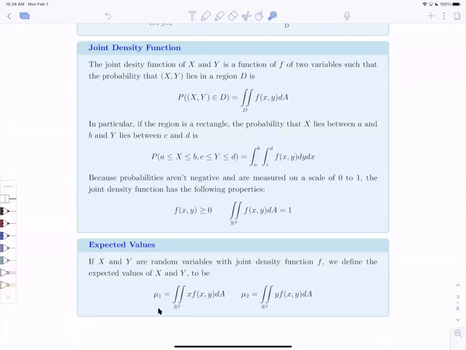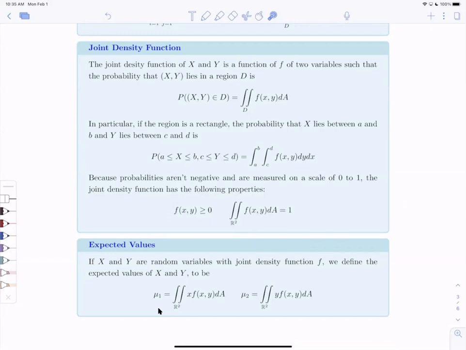probability is. And because probabilities are not negative and they are measured on a scale of 0 to 1, the joint density function has the following property. So whenever they ask you to verify if a function is a joint density function, you need to verify those 2 points. So you need to make sure f(x,y) is greater than or equal to 0. And if you take the double integral over R squared, it should give you 1. Okay? So those two are the ones you need to verify when they ask you to check if it is a joint density function.